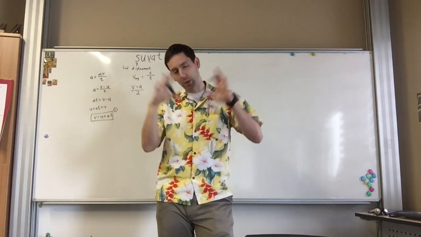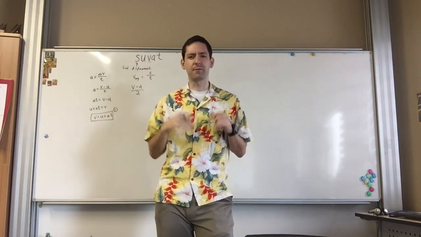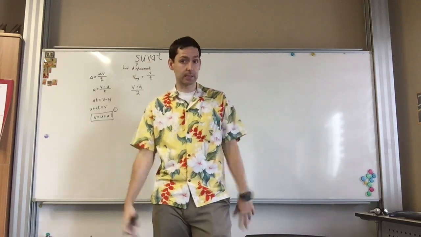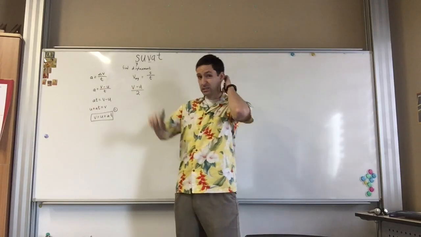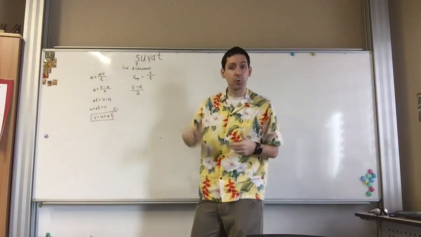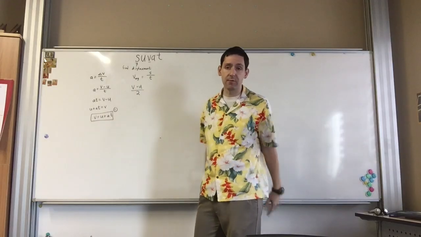Now, later, when we look at graphs, we'll learn how to use graphs to find slopes and areas and things like that, and we'll be able to show this another way. But for now, we're just using the idea that an average is half of the sum of the endpoints, and we get the middle number, which is then our average velocity.